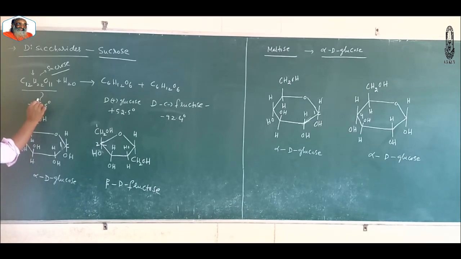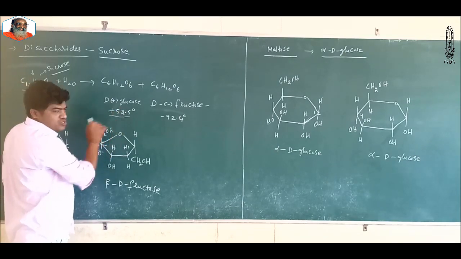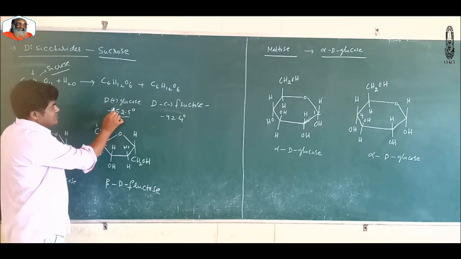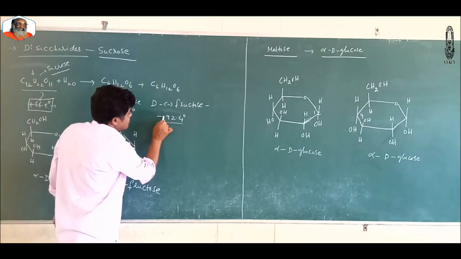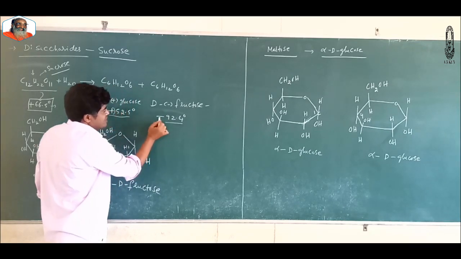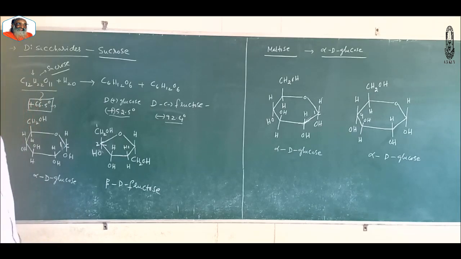sucrose is dextrorotatory. It is dextrorotatory, which is indicated by the sign plus. It rotates the plane polarized light by 66.5 degree. Whereas D plus glucose is also dextrorotatory, which is given by the sign plus 52.5 degree. Fructose is levorotatory, which is shown by the sign minus 92.4 degree.